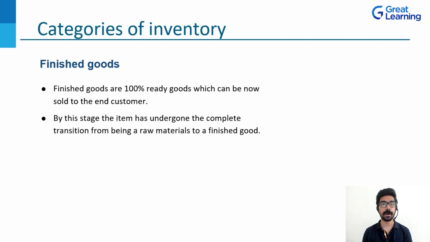So that's exactly what finished goods is. By this stage, the item has undergone a complete transition from being a raw material to a finished good. Like I said, in the raw material stage, raw materials would be going through a lot of phases, production processes, and production stages. All these processes have been completely done by reaching finished goods, and it is 100% ready, which can be sold to the end customer.